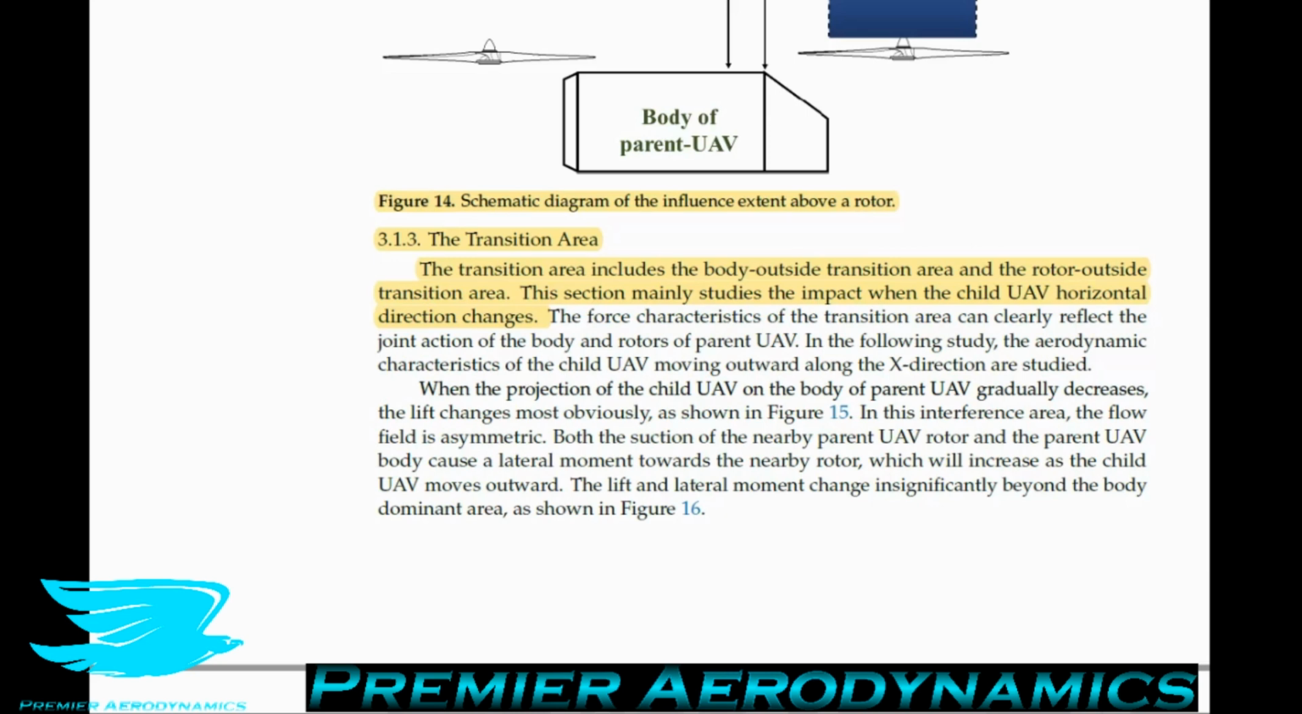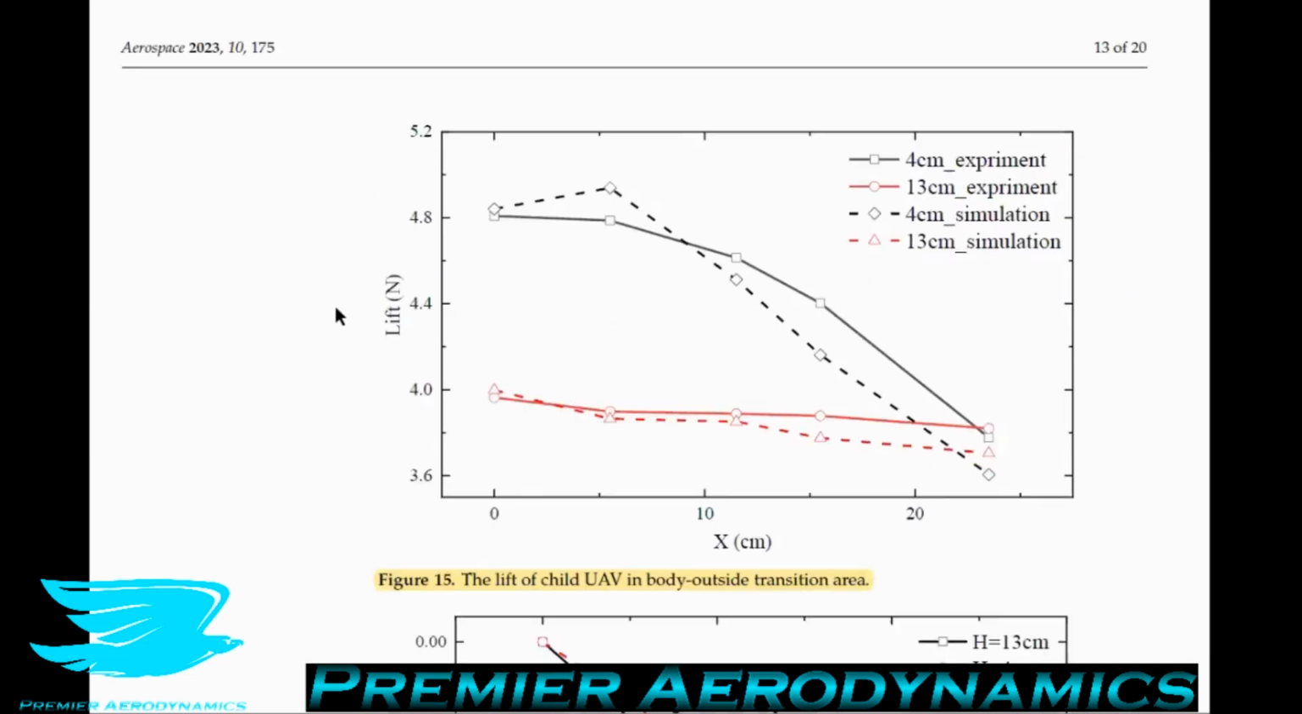And this section of the paper mainly studies the impact when a child UAV's horizontal direction changes. So it moves around horizontally, but not up or down. In figure 15, they show the distance from the middle of the body that the child UAV is as it moves away towards the rotors. And this is described in centimeters, so 0 centimeters to 10 centimeters. And they have two different situations. One where the child UAV is 4 centimeters above the parent UAV. The other one is when it's 13 centimeters above.